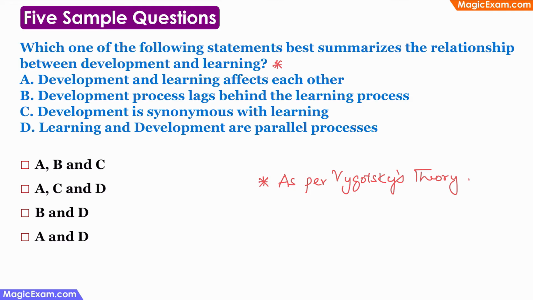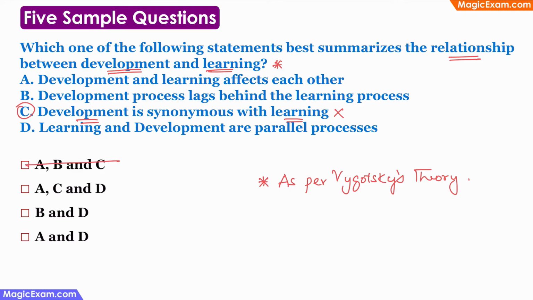In this question, we are being asked which of the following statements best summarizes the relationship between development and learning. Now, statement C says that development is synonymous with learning, that is, both of them mean the same thing. This is incorrect, because we already have seen that development and learning are not the same thing, and development is a much larger concept which includes learning in it. Therefore, this statement C is incorrect, and any option which has C in it will also be incorrect.